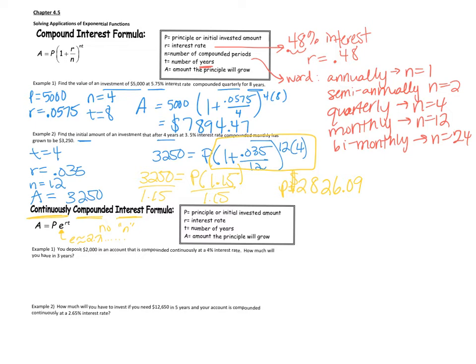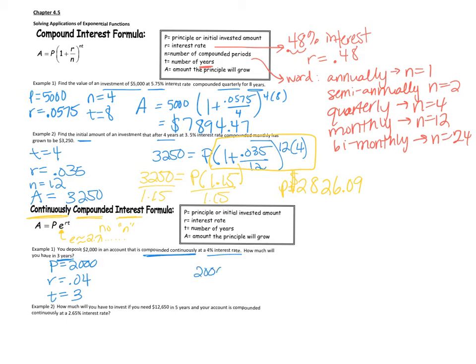Okay, so it says I'm going to deposit $2,000, so my P is going to be that $2,000. All right, it's compounding continuously. All that means is that I'm going to be using this formula versus the last formula. I've got an interest rate of 4%, so that R is going to be 0.04. And then I want to know how much I'll have in 3 years. So my T is going to be 3 here. All right, so let's go plug in and see what we've got.